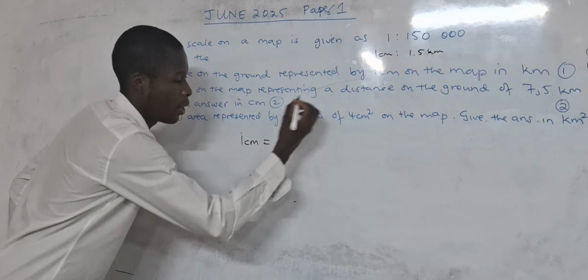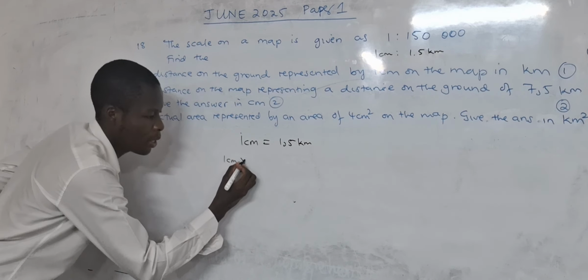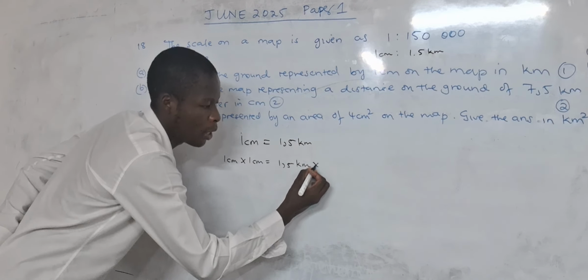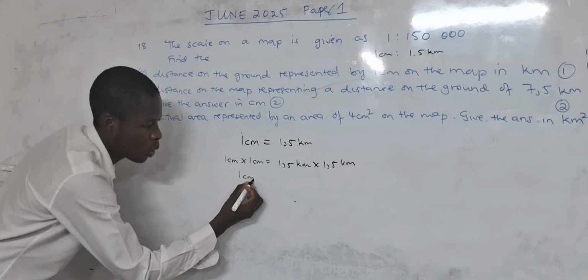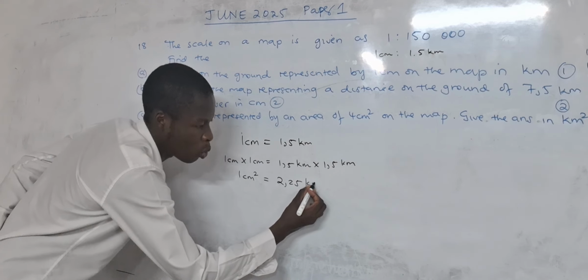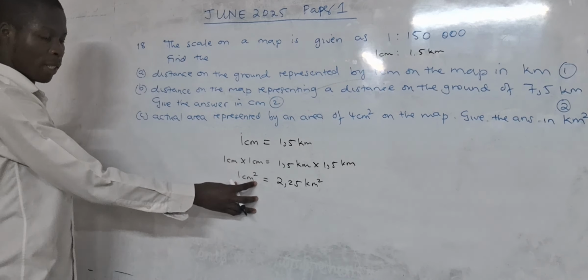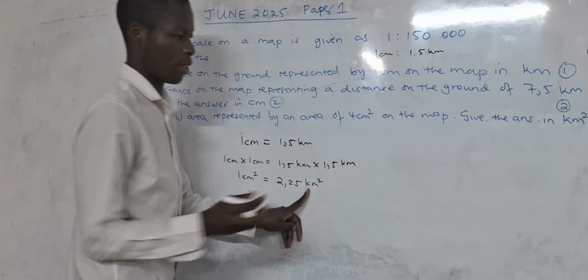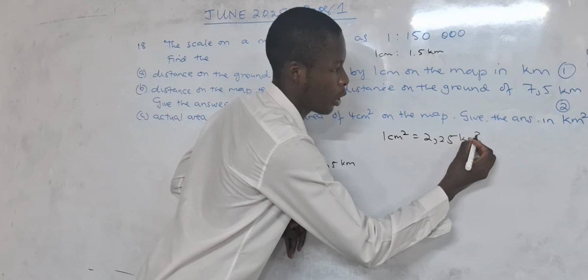1 centimeter represents 1.5 kilometers on the map. So 1 centimeter times 1 centimeter would be representing 1.5 kilometers times 1.5 kilometers. And this is nothing but 1 square centimeter on the paper representing 2.25 square kilometers. So 1 square centimeter is equal to 2.25 square kilometers.